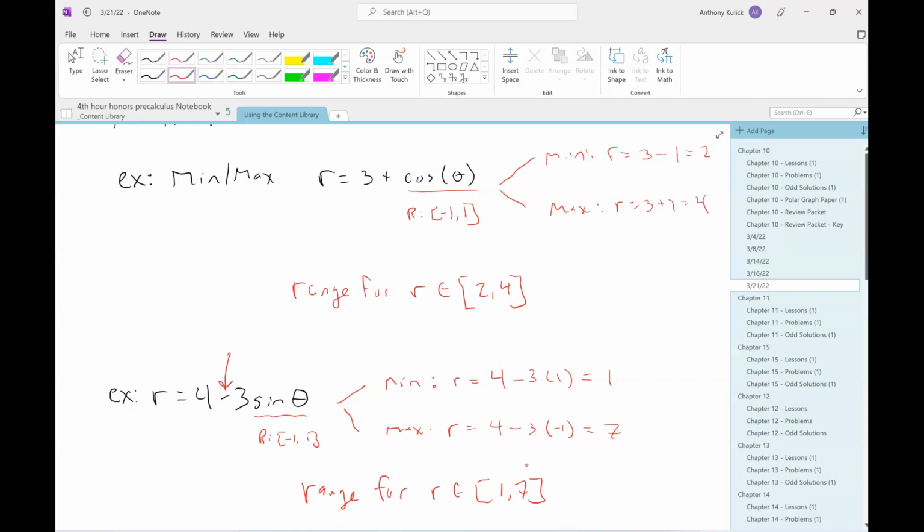What's going to determine the domain for theta is just what things can we plug into sine or cosine. What values of theta? What was the domain for the sine function and cosine function? We did this already last semester. These are fundamental things we should remember. It's super easy.